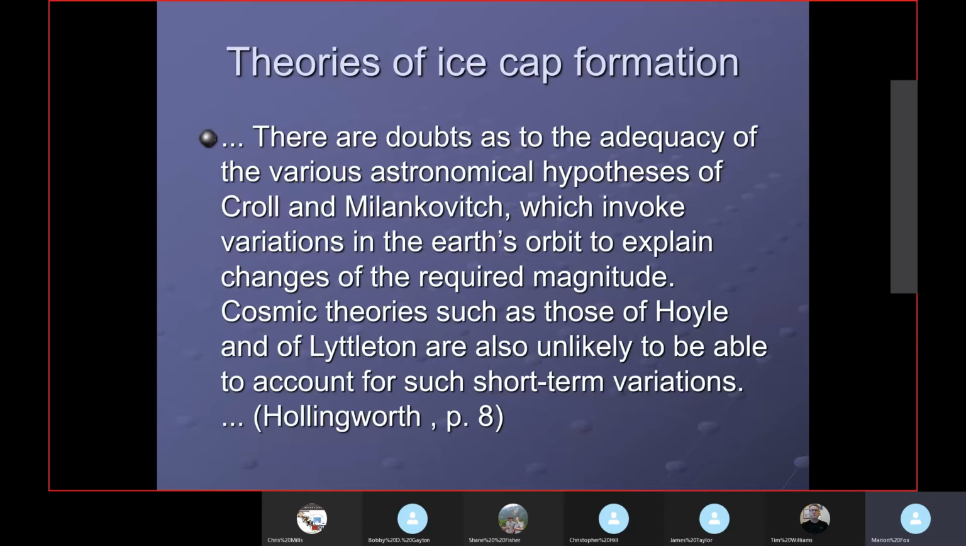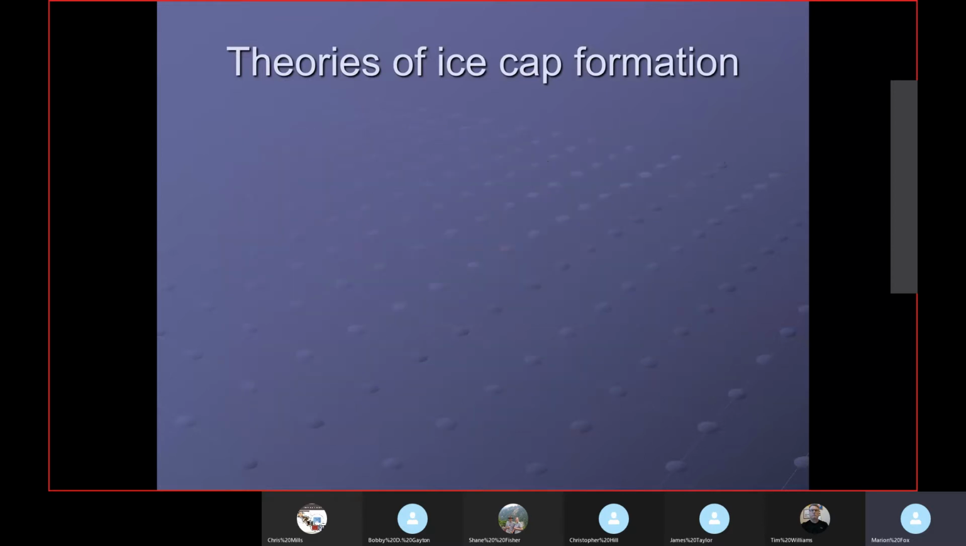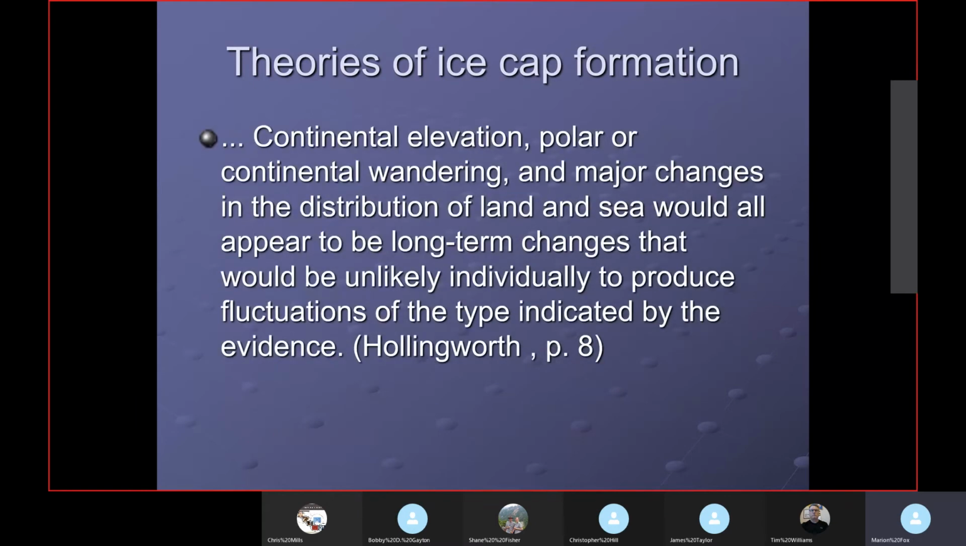So what we're seeing is short-term variations, according to the atheists, and I would agree they're short-term. And these theories, Kroll and Milankovitch, and some of the other ones, Littleton and Hoyle, both of them would require long-term changes, not short-term. Again, the one atheist is shooting other atheists down, okay? And that's okay with me. I'll listen to their arguments.